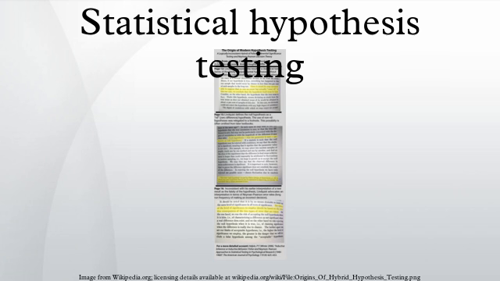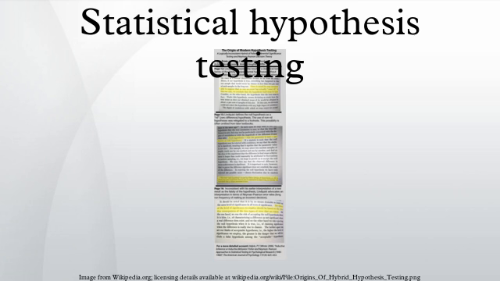A statistical hypothesis test is a method of statistical inference using data from a scientific study. In statistics, a result is called statistically significant if it has been predicted as unlikely to have occurred by chance alone, according to a predetermined threshold probability, the significance level. The phrase "test of significance" was coined by statistician Ronald Fisher.